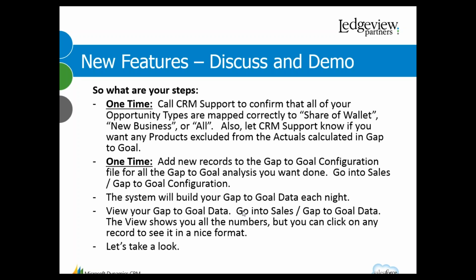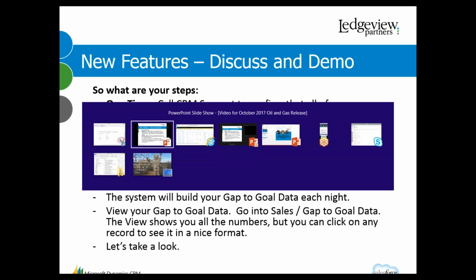So there we go. The system builds your data every night, and then you just go into sales and then the gap to goal data, and it's just a view of all these numbers, and it shows you how you're doing. And if you want to drill a little bit deeper, you can actually click on that record, and it'll open up a nice form showing you all the data. So with that being said, let's flip over and take a look at a couple of the setups that we talked about.